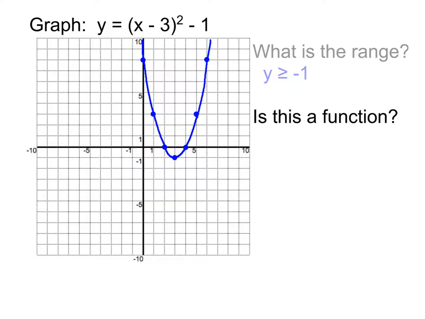is it a function? Yes, it is. Now, if you don't remember how we know, remember the vertical line test. I can draw a vertical line on this graph, and no matter where I draw that vertical line, it is only going to cross the graph in one place. Now, if it ever crossed the graph in 2 places, then we would say that it is not a function. But as long as it never crosses more than once, yes, it is a function.